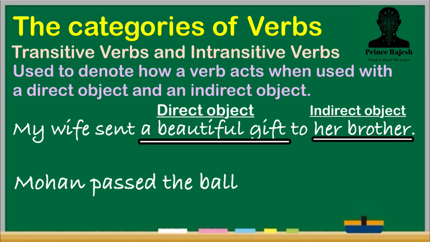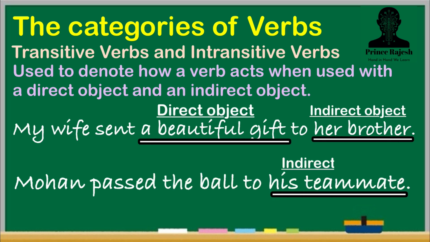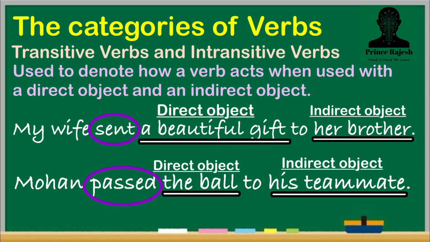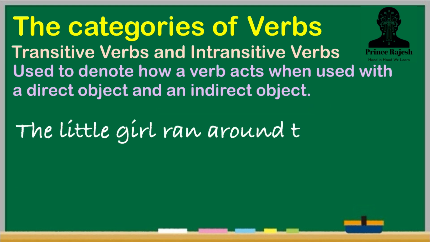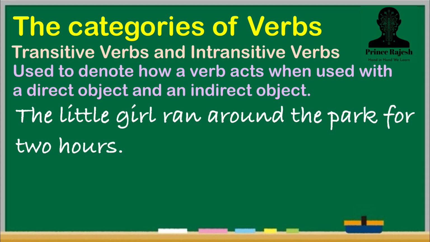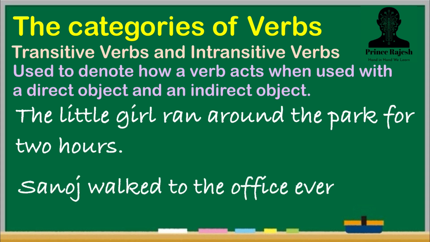Mohan passed the ball to his teammate. Here, his teammate is the indirect object and the ball is the direct object. In these two examples, the verbs sent and passed are seen to take a direct object and an indirect object. The little girl ran around the park for 2 hours. Sanoj walked to the office every day. Here in these examples, the verbs ran and walked take no object at all.